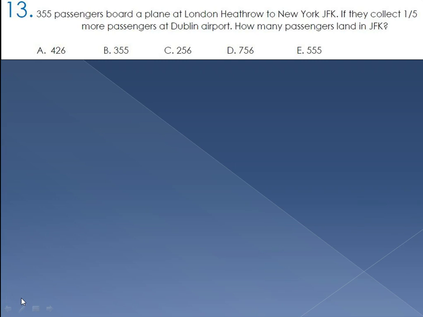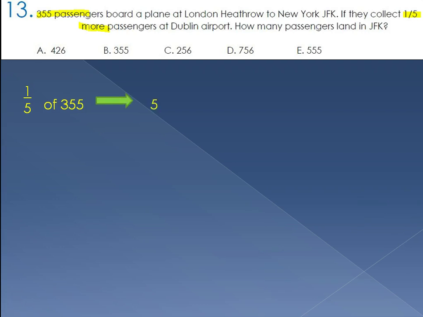355 passengers board a plane at London Heathrow to New York JFK. If they collect a fifth more passengers at Dublin Airport, how many passengers land in JFK? Again, this is going to be fractions. The key words here are a fifth and 355 passengers. But a fifth more, so you need a fifth more, I would say. So you need to find what a fifth of 355 is.